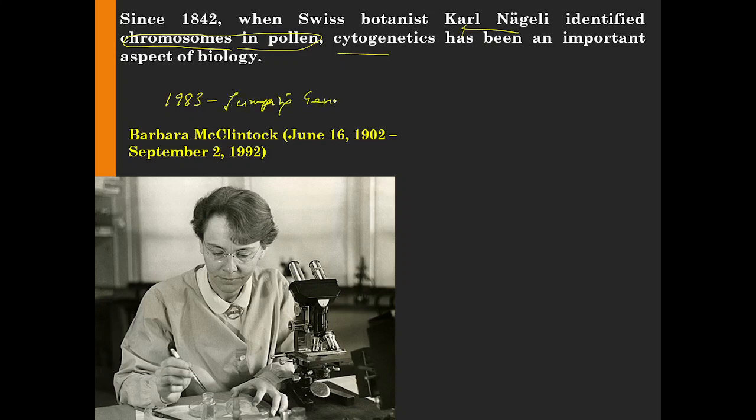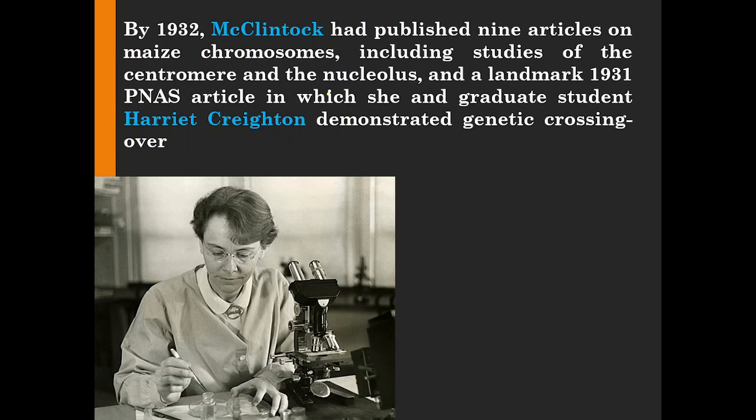Sometimes they are also called selfish genes. I hope some of you also know that in 1932 she published 9 articles on the maize chromosome, that is Zea mays, which talk about the centromeres and the nucleus, and the landmark paper in which she and the graduate student Creighton demonstrated that genetic crossing over takes place. It is taught in genetics class how crossing over takes place.